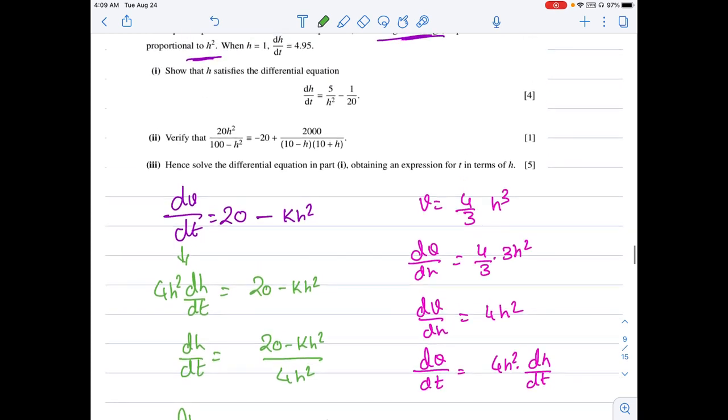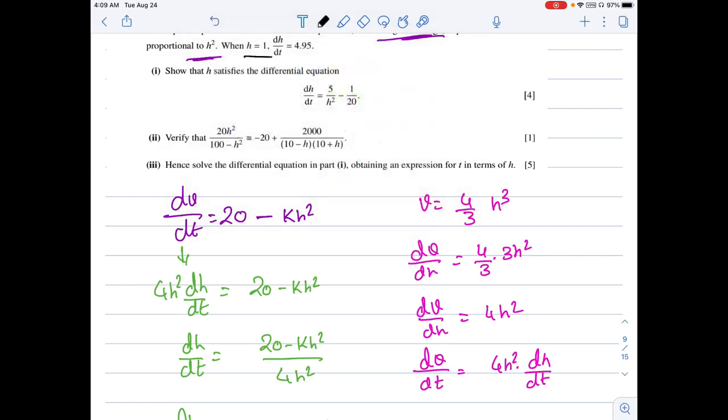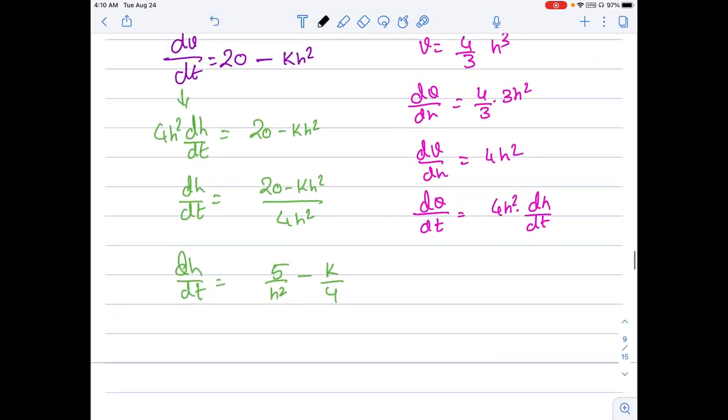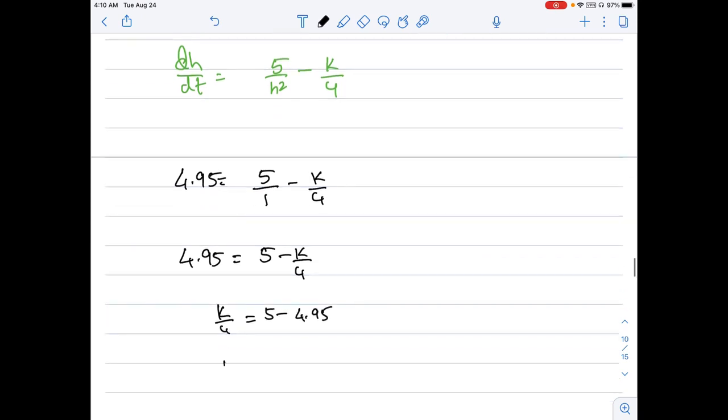But I think they have given some values for us. The values are h is equal to 1, dh upon dt is equal to 4.95. So 4.95 is equal to 5 upon 1 minus k upon 4. So 4.95 is equal to 5 minus k upon 4. So k upon 4 is equal to 5 minus 4.95. So k is equal to 5 minus 4.95, which is 0.05, times 4, which is 0.2.